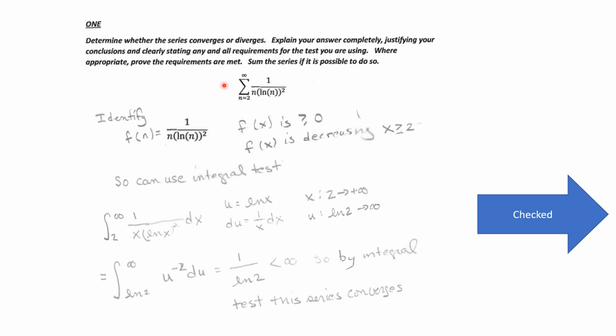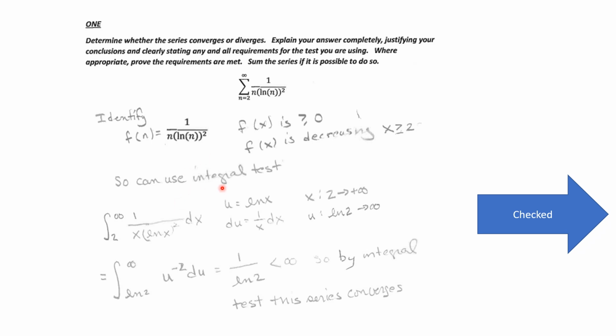Problem number one asks you to evaluate this series, or at least decide whether it converges or diverges. And so the approach to this is to identify f of n is equal to 1 over n times the natural log of n whole squared. And you should note that this f of x is greater than or equal to 0, and that it's decreasing for x bigger than or equal to 2.